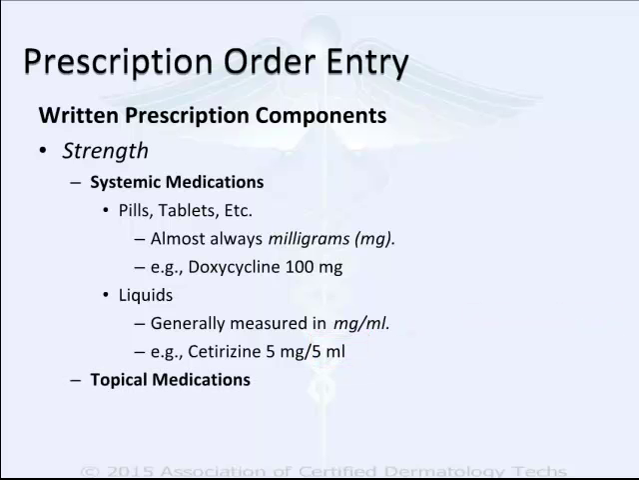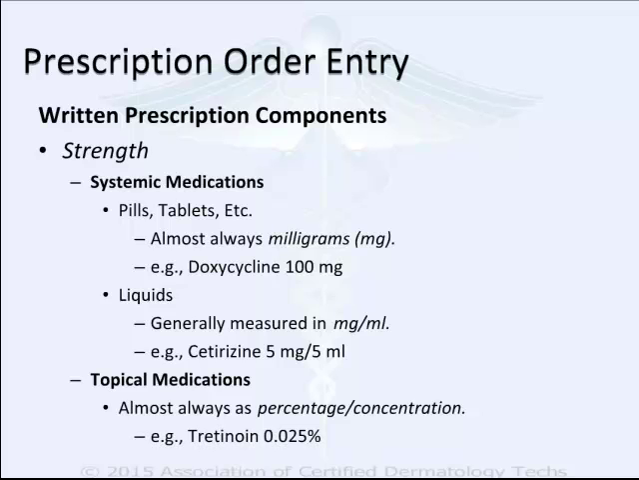For topical medications, the most common method of medication delivery in dermatology, the strength is almost always indicated as a percentage which represents the concentration. For example, tretinoin 0.025%. For those of you new to dermatology, there's an important point worth mentioning, and that is that while a handful of topical medications are available in different concentrations, many are not. For those, you may find that your supervising dermatologist doesn't necessarily specify a concentration.